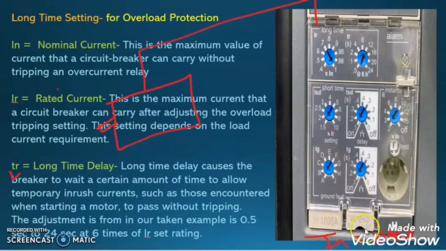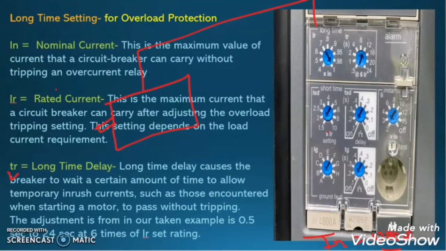Suppose this air circuit breaker has a nominal current rating of 1000 ampere and the motor has a full load current rating of 800 ampere. So we set this dial to 0.8 to change this breaker rating from 1000 ampere to 800 ampere.